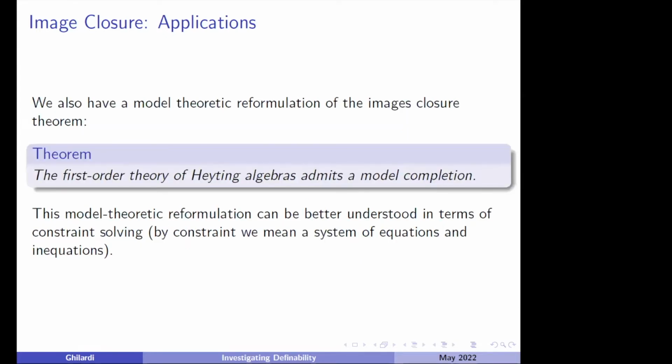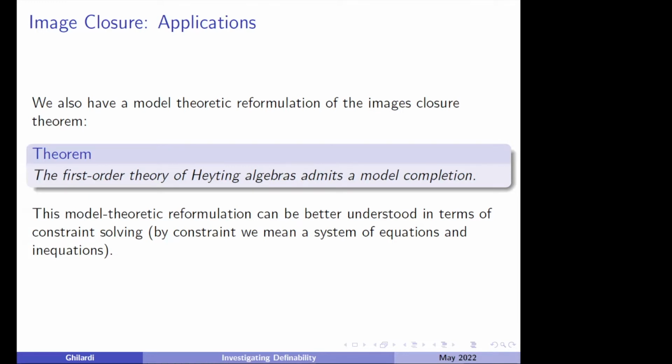And this is another reformulation of the same theorem about the closure, or the fact that the dual of the category of finitely presented Heyting algebras has images and dual images. And this is another, equivalent formulation of this theorem, now in a model theoretic context, not in a proof theoretic context. It says that the first order theory of Heyting algebras admits a model completion.